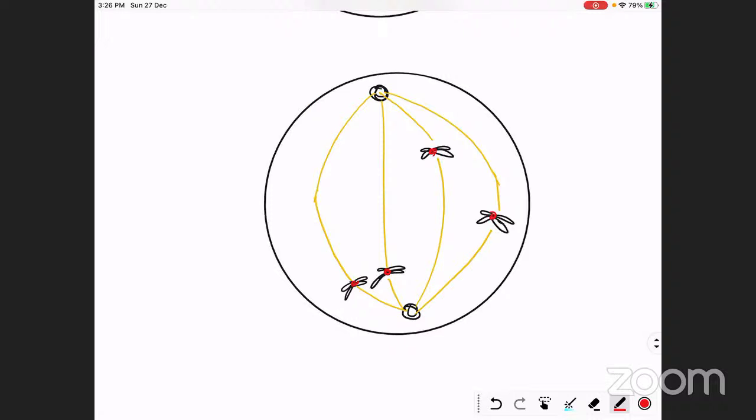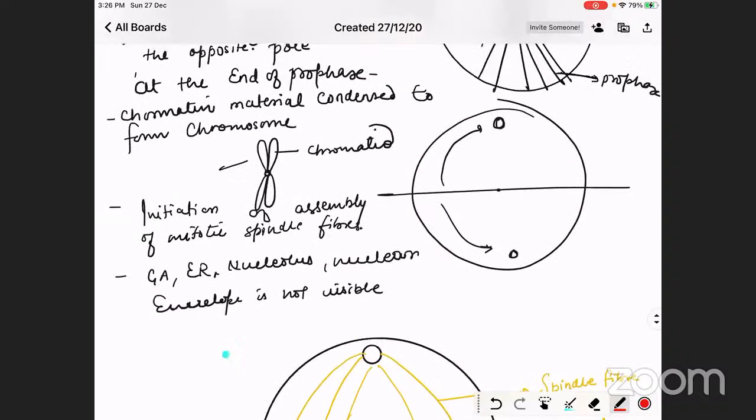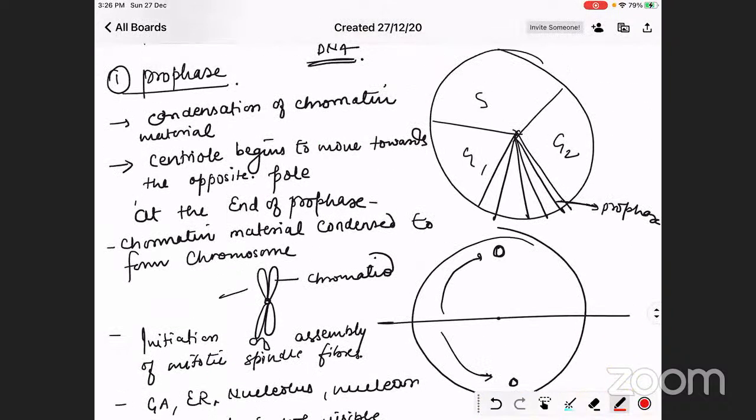So you can see in this picture there is an irregular arrangement of chromosomes. So all the changes are here in the first phase of the M phase, that is the prophase. Please see again and try to remember this. The next phase is so simple, that is the metaphase.